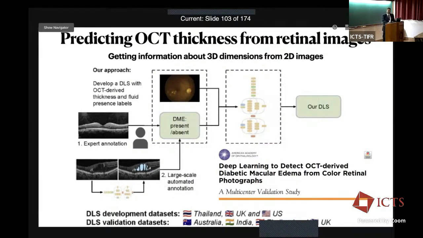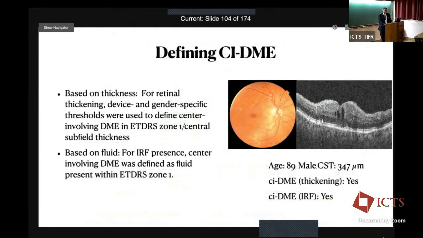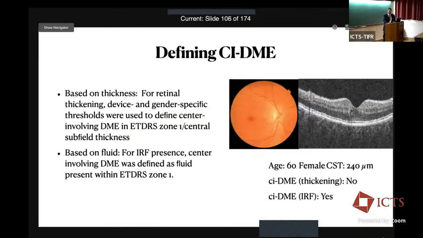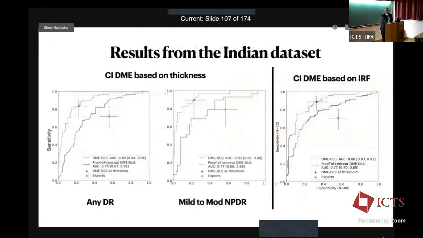Can it detect center-involving DME, and can it be validated in multiple countries? I'll not go into technical details, but this is what OCT macular edema is and how it was defined in the study. And these are the results from the Indian data set. Reasonably good. I'll show some examples.